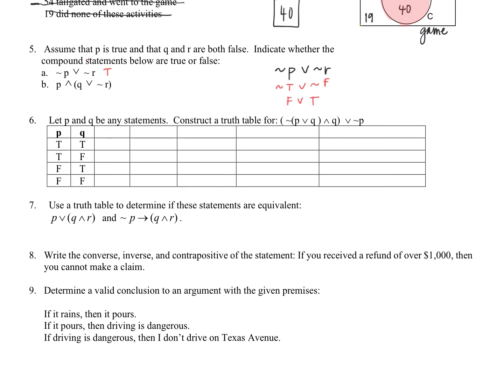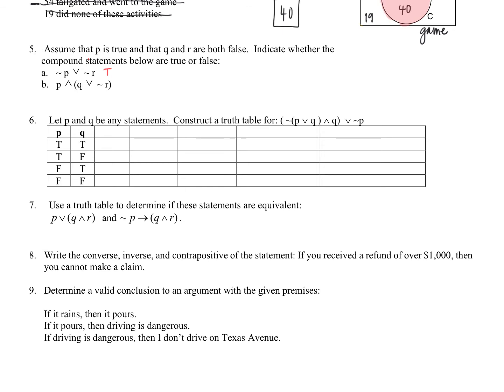So a lot of knowledge goes into finding these, right? You have to remember conjunction versus disjunction, the not symbol, the parentheses, when it's true, when it's not. So you need to make sure you look over all of the rules and definitions for this.